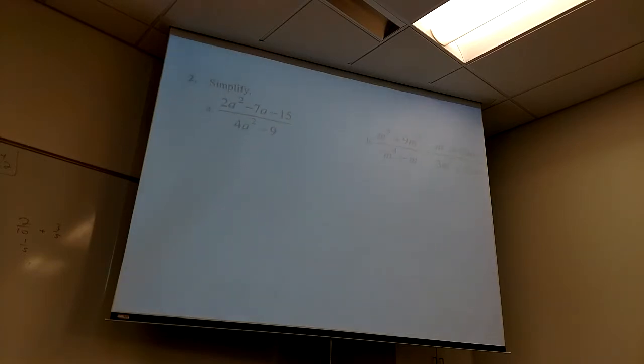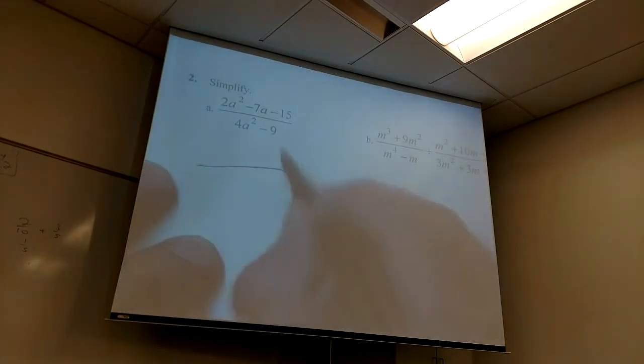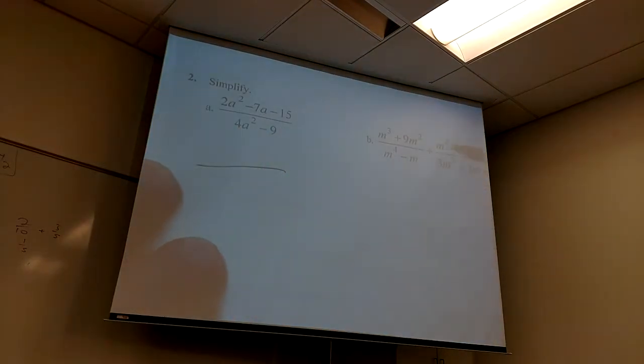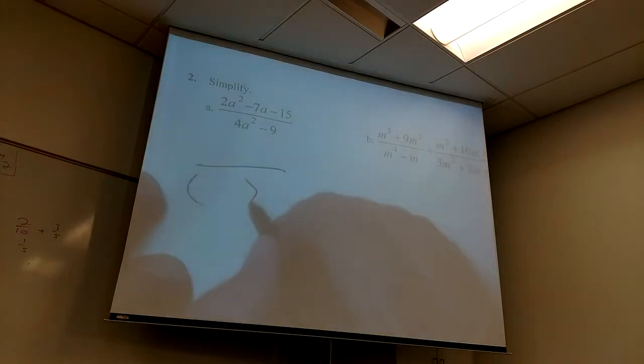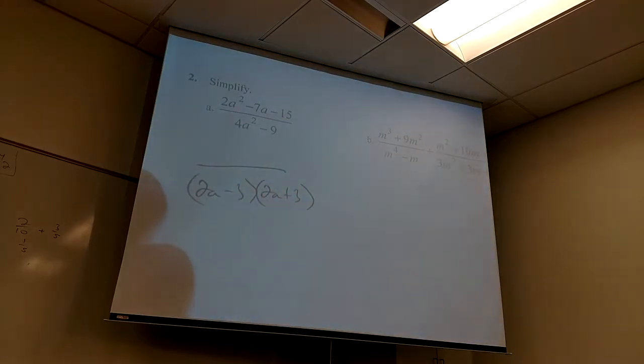Number 2. Alright, I'm going to do this problem, and then I'm going to show you a semi-shortcut on this problem. The bottom is the easier thing to start with, hopefully. Right, 2 terms, it can only be squares or cubes, it's got no GCF. So how do I factor that? Squares. Minus 3, plus 3.